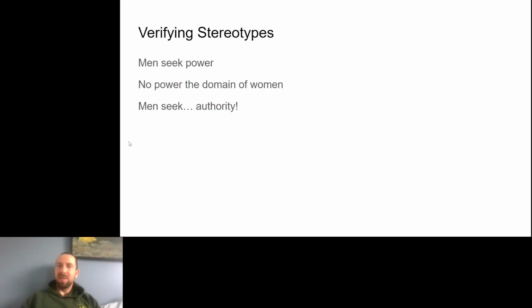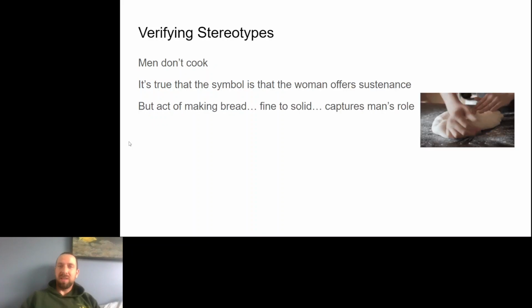Men seek power. As we saw again, power is the domain of women. Men seek authority. And men don't cook, right? Women got to be in the kitchen. Well, that's not necessarily true again, right? We saw that. Anyways, I don't know where it says in the Bible that men do not cook. Yes, women are associated with sustenance. That is true, but it's not limited to that.